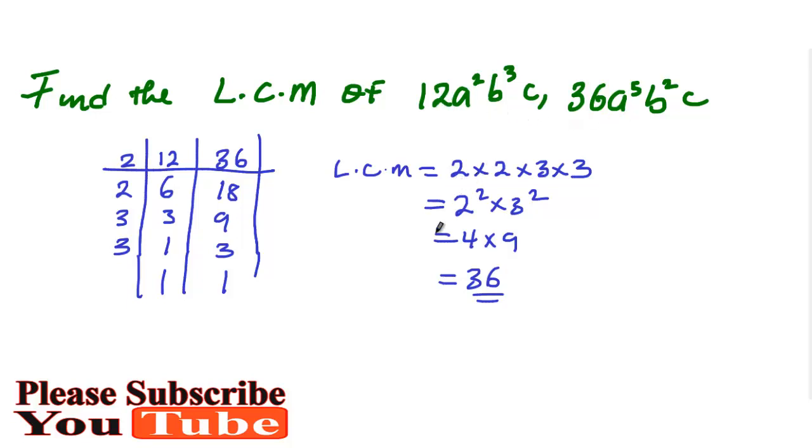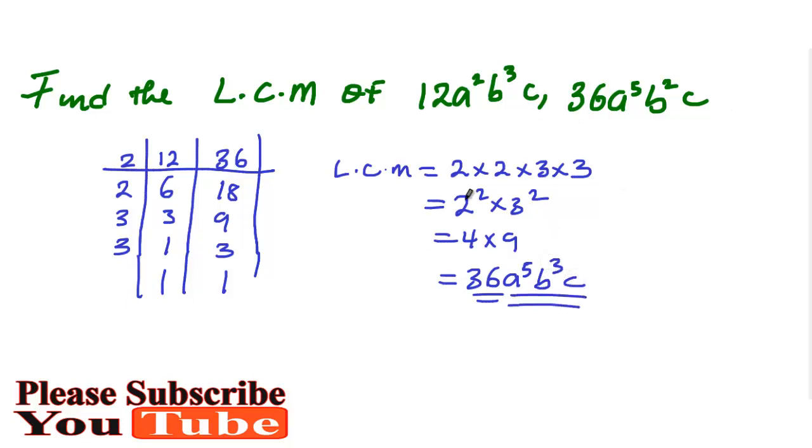So now, the next thing we want to do is look for the highest power of each of these factors. What is the highest power of A in this set? This A raised to power 2, this A raised to power 5. We pick A raised to power 5. Then the highest power of B here is B raised to power 3. Here is B raised to power 2, we pick B raised to power 3. And that of C, they are the same, so we pick C.